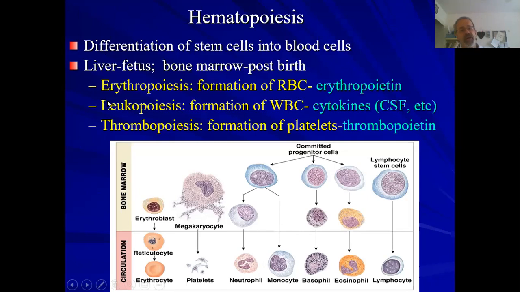Then we have leukopoiesis, which, as you might expect, is the formation of white blood cells. And this depends on the production of what we call cytokines. CSF, that's not cerebrospinal fluid, that stands for colony stimulating factor. But there's 5 types of white blood cells, and they're dependent on different cytokines. For example, cytokines that trigger formation of neutrophils are different than the ones that lead to formation of lymphocytes.